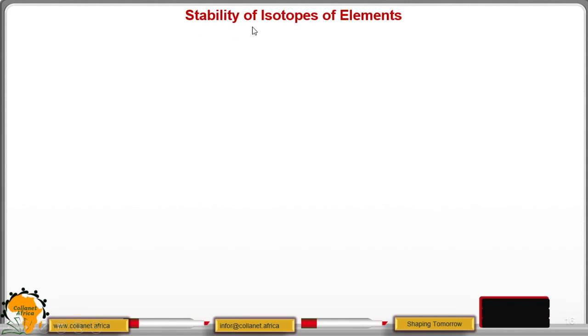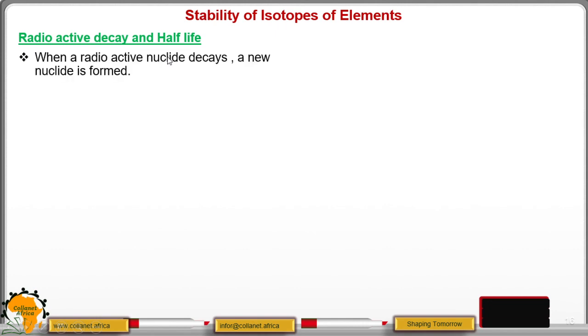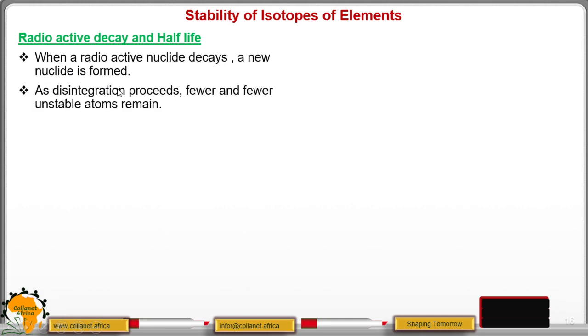We are still looking at stability of isotopes of elements, but in here we are going to discuss radioactive decay and half-life. Now, when a radioactive nuclide decays, we have seen that a new nuclide with different composition is formed. As disintegration proceeds, fewer and fewer unstable atoms remain.